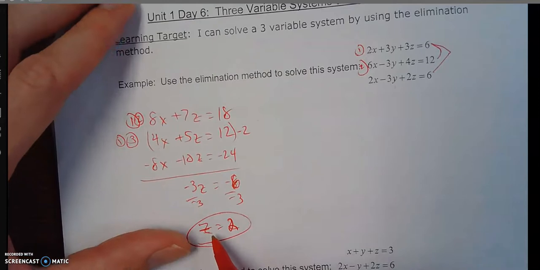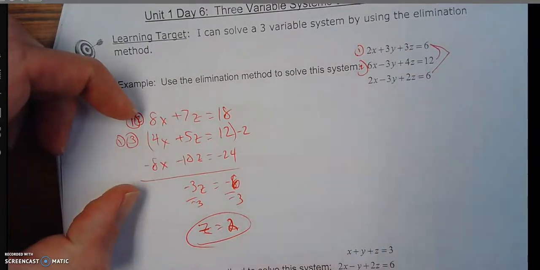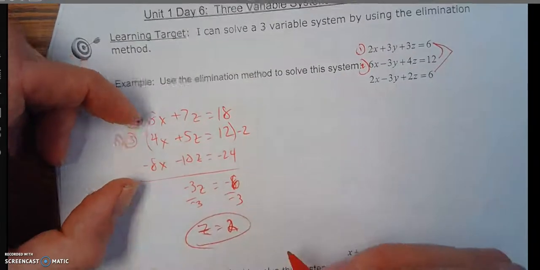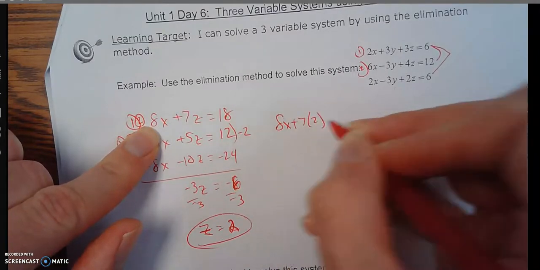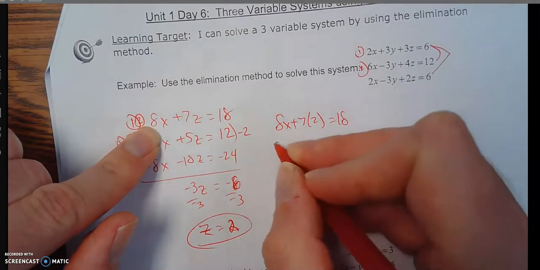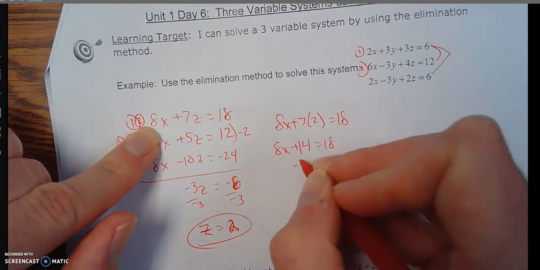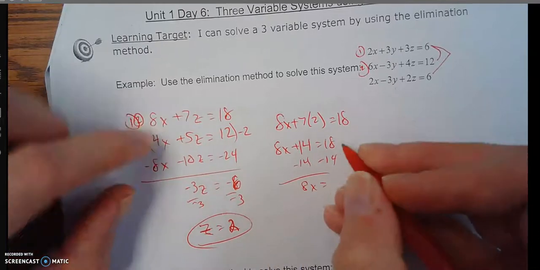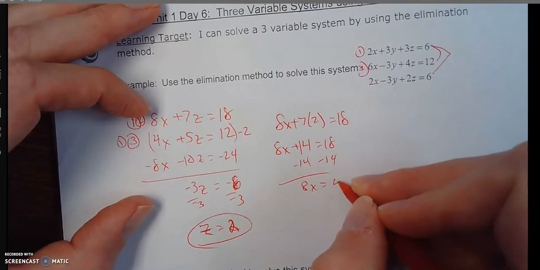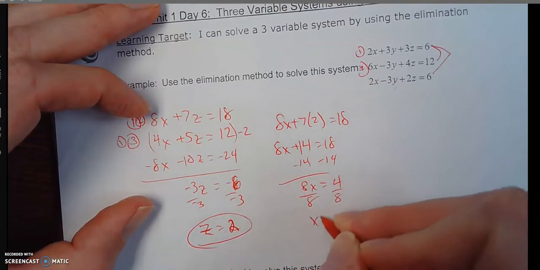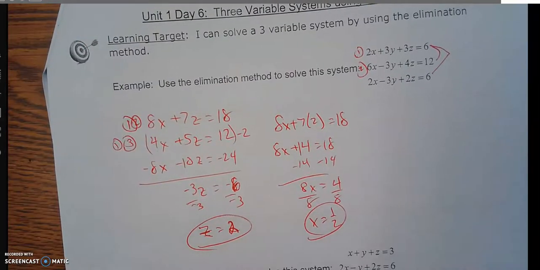So now that I have 1 variable, I'm going to find the equation that has 2 variables. It's these guys right here, because there's none up there that have 2 variables. So pick one of these guys and plug it back in. I'll just pick the first one, make it easy. So 8x plus 7 times 2 equals 18. So 8x plus 14 equals 18. Subtract 14 over. I've got 4, and then divide by 8. So x equals half.